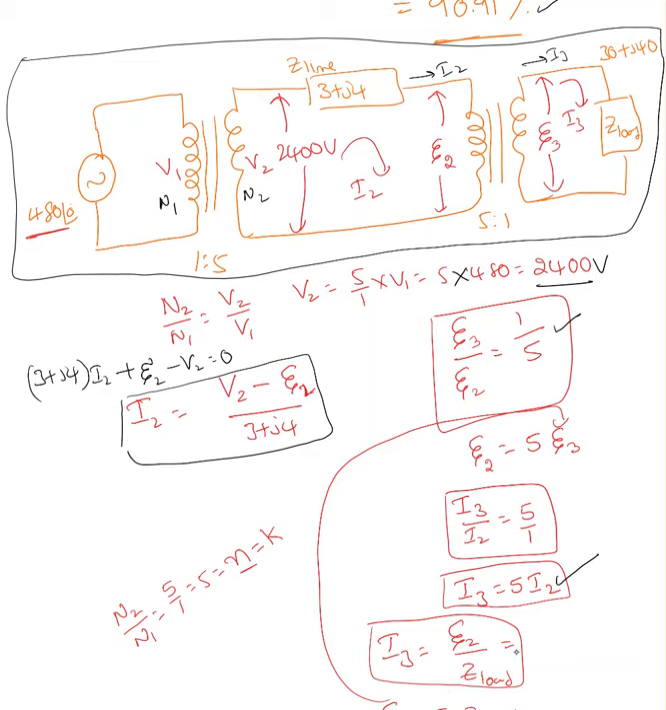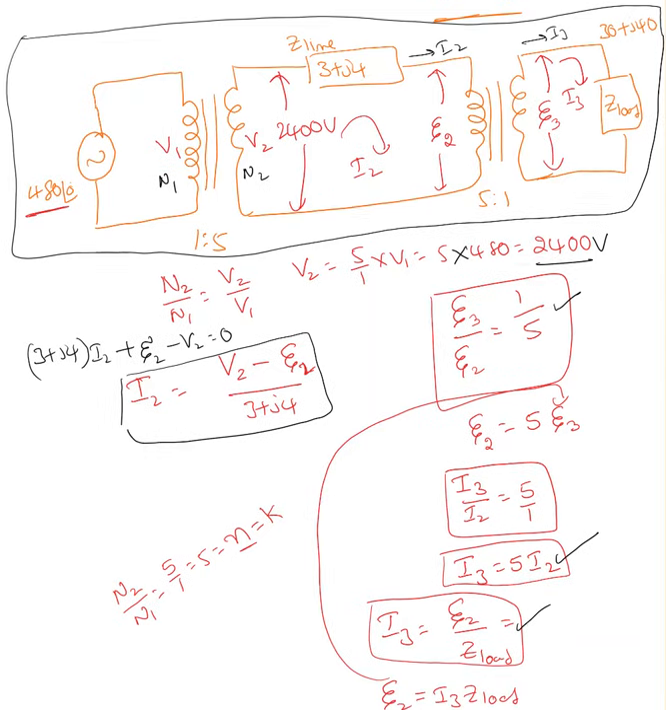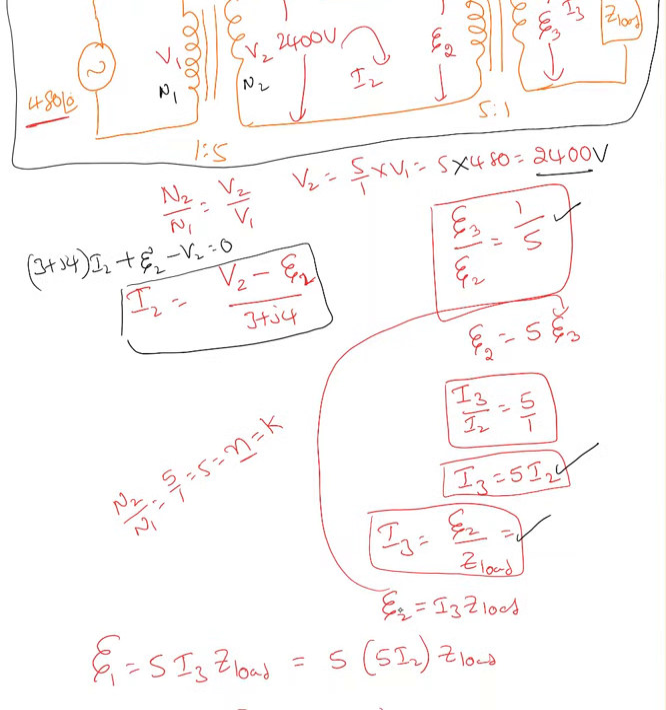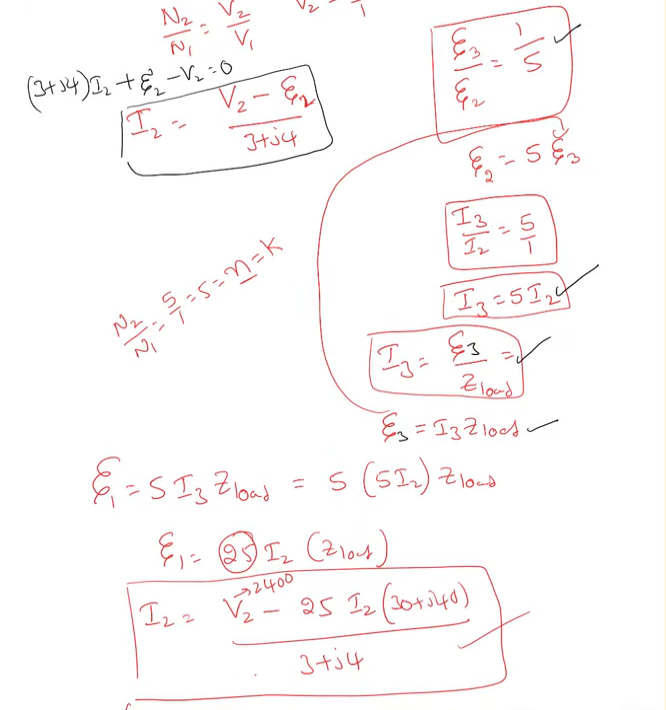Based on this, I3 equals E3 over Z load, and E3 equals I3 times Z load. My apology, this must be E3, E3 times Z load. Now if you substitute all these equations, you end up with I2 equal to (V2 minus 25 I2 times (30 plus j40)) over (3 plus j4).